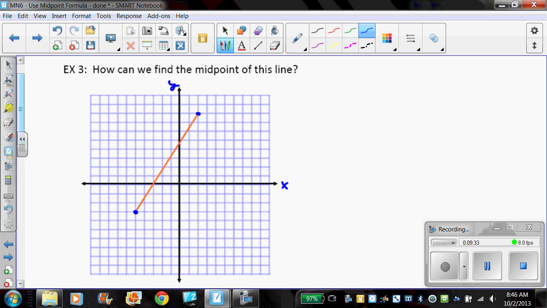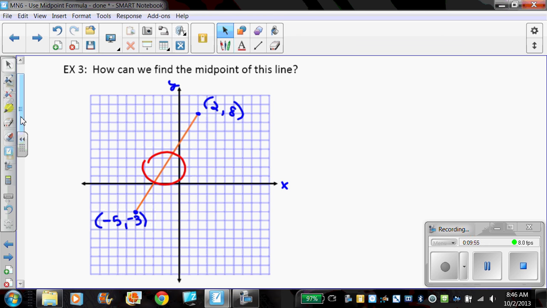So let me just first give these points. Let's see, we have 1, 2, 3, 4, 5. We have -5, -3 right here, and we have 2, 8 right here. Now I want to find the midpoint. The midpoint is going to be somewhere in the middle of this line segment, which is going to be somewhere in here. Now we don't know where it is. That's what we have to calculate.